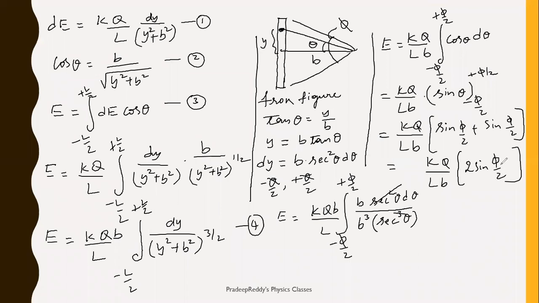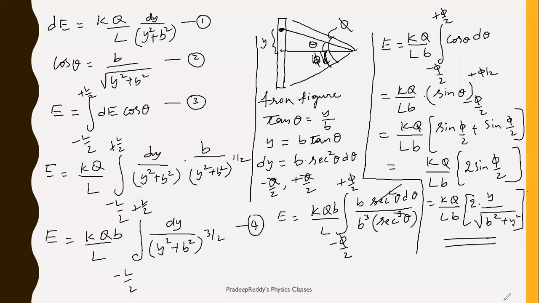Right? What is this pi by 2? Sine pi by 2 is this total length, right? This is pi by 2. So sine pi by 2 can be written as opposite side y divided by hypotenuse. So that gives you K capital Q divided by LB into 2 sine pi by 2. It is opposite side y divided by hypotenuse, under root b square plus y square. Right? This is the final expression for the electric field on the equatorial line.